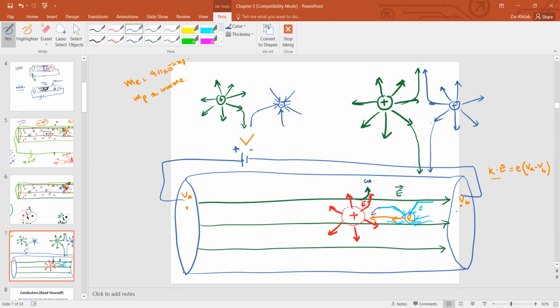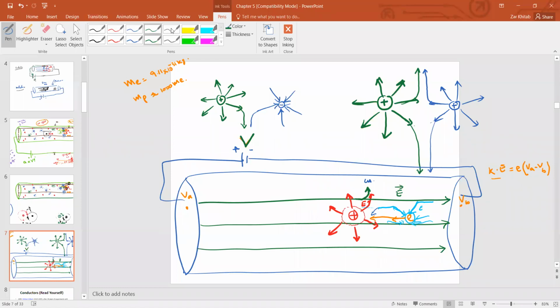So now inside a conductor there are nuclei, there are electrons which are moving, and there's a third electric field, the green electric field, because of the voltage. So if in a conductor we have this voltage, and because of this voltage we have this electric field, and then we have the positive charges.